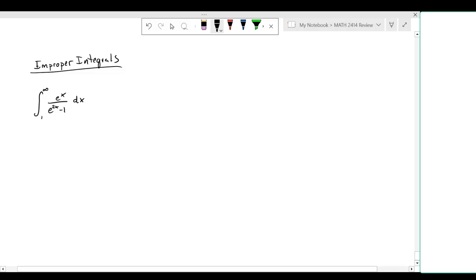As soon as you have a bound which is infinity or minus infinity, we have an improper integral. A bound that's infinity or minus infinity is automatically improper because infinities invite limiting statements, right? And what about this integral? It's an improper integral. Can you tell me why?